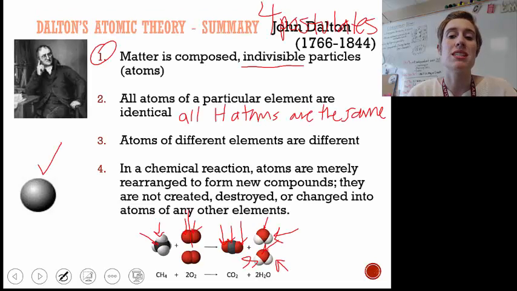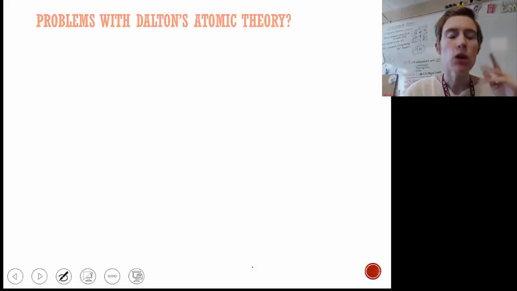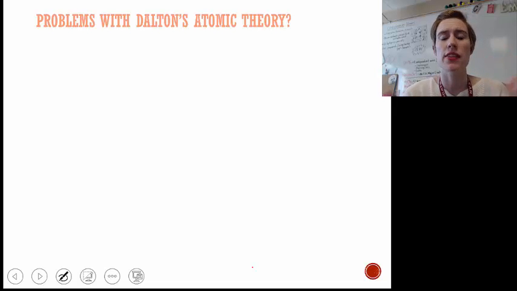Okay, so now let's talk through his idea. By the way, John Dalton was 1766 to 1844. So a long time after Democritus. Again, dates are not important. What were Dalton's problems? This is on the test. Please make sure you write this down.